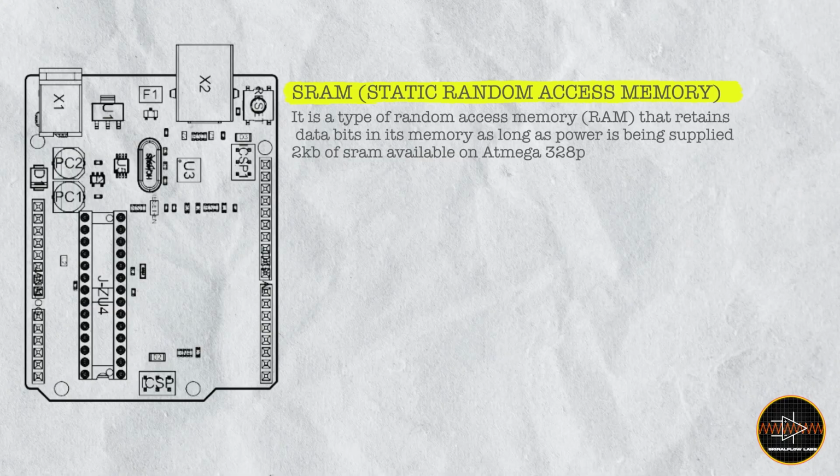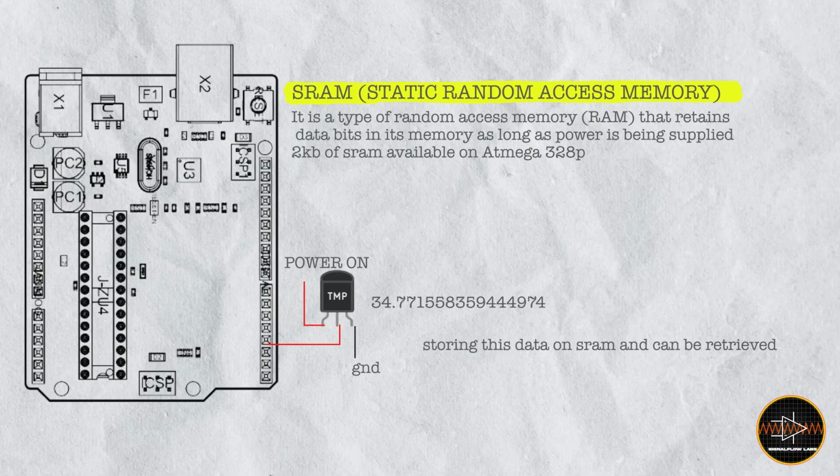Let me give you an example. Say you're using a temperature sensor, you get a reading from it live. But once you reset the power of the Arduino Uno, you don't get the reading anymore. That's what SRAM is. It stores the data for a while and then deletes it once the power is off. The SRAM available in Arduino Uno is 2 KB.